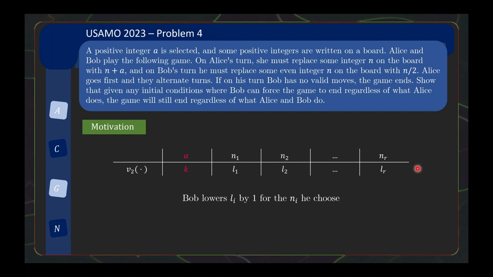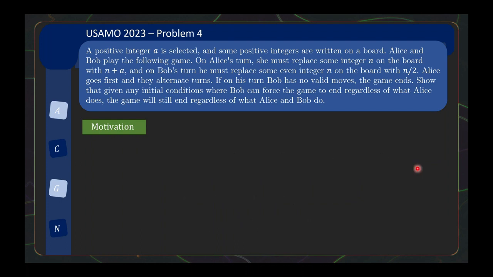But what happens for Alice's move? How does Alice's move affect the powers of 2 that divide the numbers? Well, this is where we need to do a bit more analysis, but this is a critical analysis to be done. So let's look at case 1 where k is bigger than l. Remember, k is the highest power of 2 that divides a, and l is the highest power of 2 that divides the chosen integer n. In this case, a can be written as odd times 2 to the power of k because k is the highest power of 2 that divides a, and n can be written as odd number times 2 to the power of l.